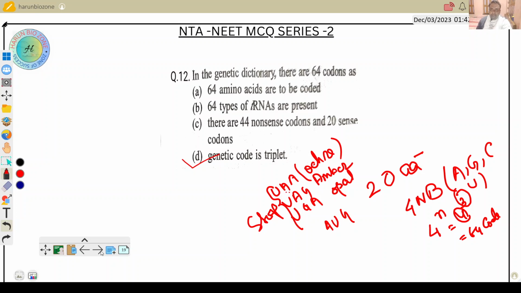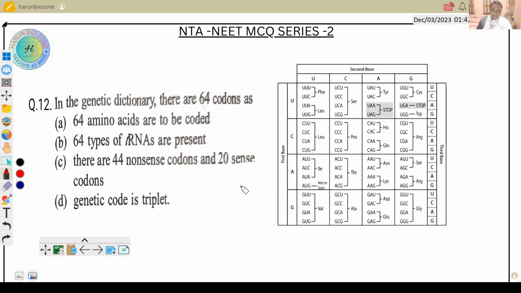Next question. In the genetic code, there are a total of 64 codons. These 3 are non-genetic codons, meaning they do not carry any amino acid information. This is called the stop codon or nonsense codon, and the remaining codons represent amino acids. Sometimes one amino acid carries one, two, or many codons. Suppose valine contains 4 codons.